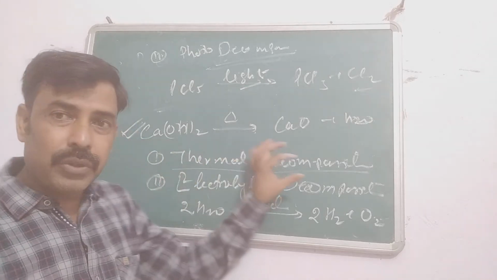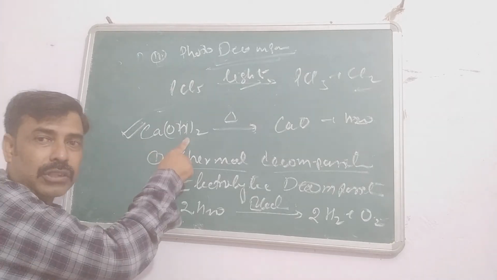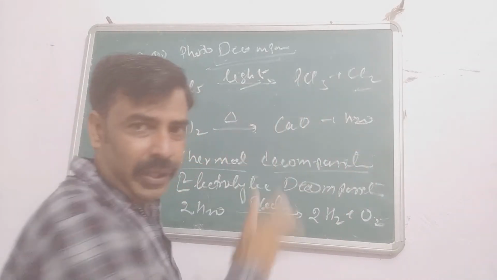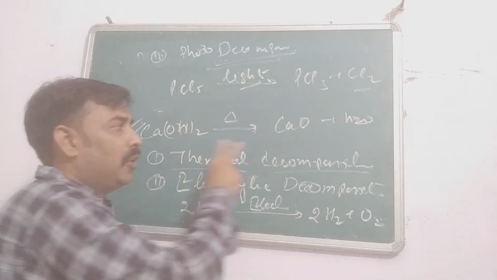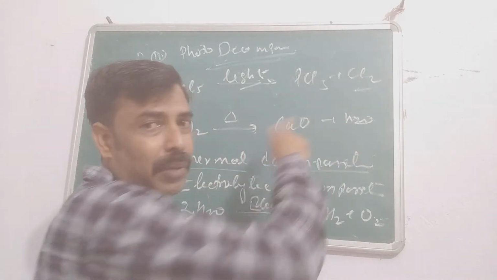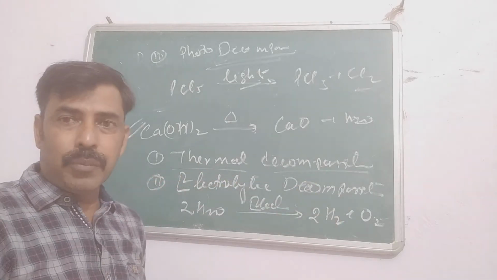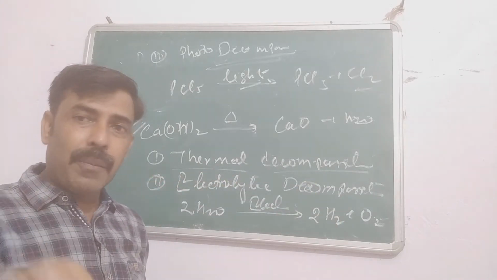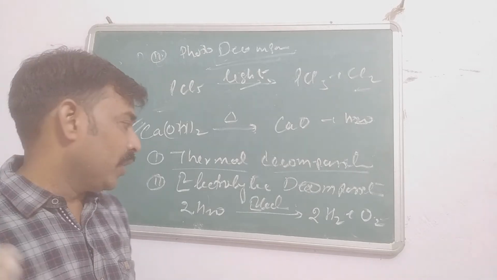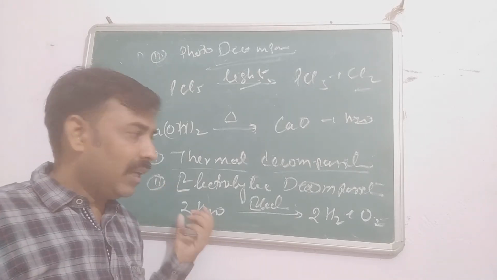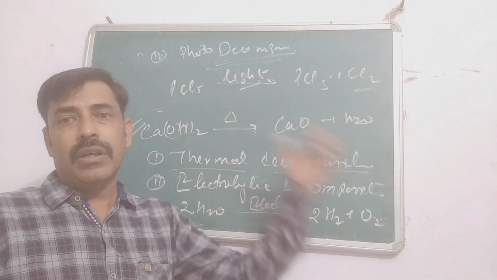That is the thermal decomposition, where the decomposition is taking place due to the heat. Reaction is calcium hydroxide breaks in the form of calcium oxide and water. That means a thermally unstable species is breaking into thermally stable species, calcium oxide and water. The next one is electrolytic decomposition, where the decomposition is again taking place but not due to the heat. This time it is due to the electricity, that is called electrical decomposition. Here water on electrolysis giving hydrogen and oxygen.